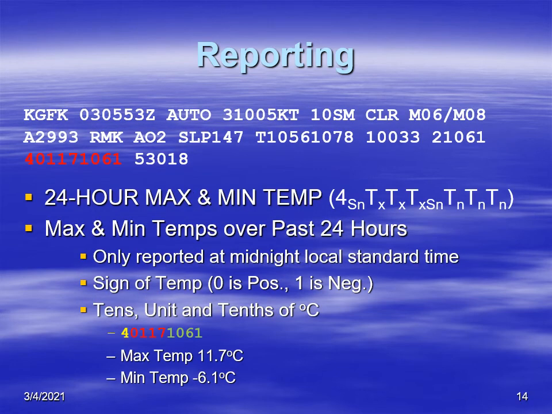And the last group that deals with temperature is the 24-hour maximum and minimum temperature, otherwise known as the 4 group. The 4 group gives you the maximum temperature and the minimum temperature over the past 24 hours. This is reported at local midnight, and it uses the same convention as the 6-hour maximum and minimum, where it has a sign and then also reports the temperature in tens, units, and tenths.